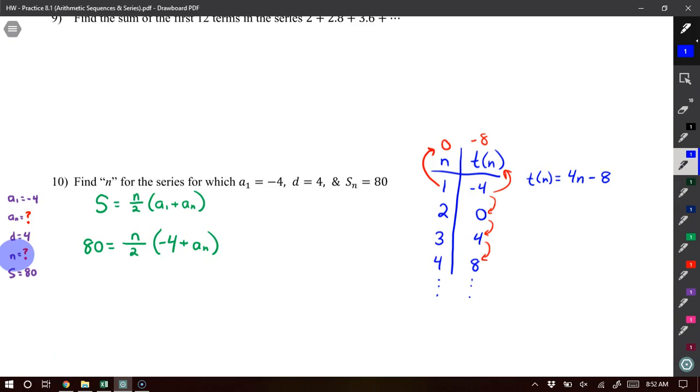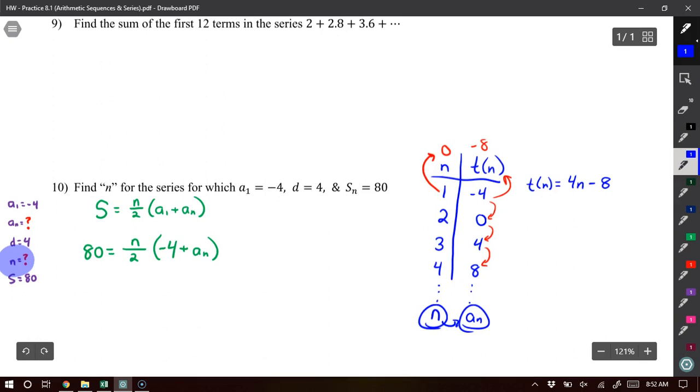The problem is we don't know what n is. That's what we're trying to figure out. So if we don't know n, we don't know a sub n. They're linked together. This problem is different than number 9 because in number 9 you're able to actually plug in an n value doing the same idea. In this case you can't. So I'm going to take this 4n minus 8. That is the equation that can be used to find a sub n.